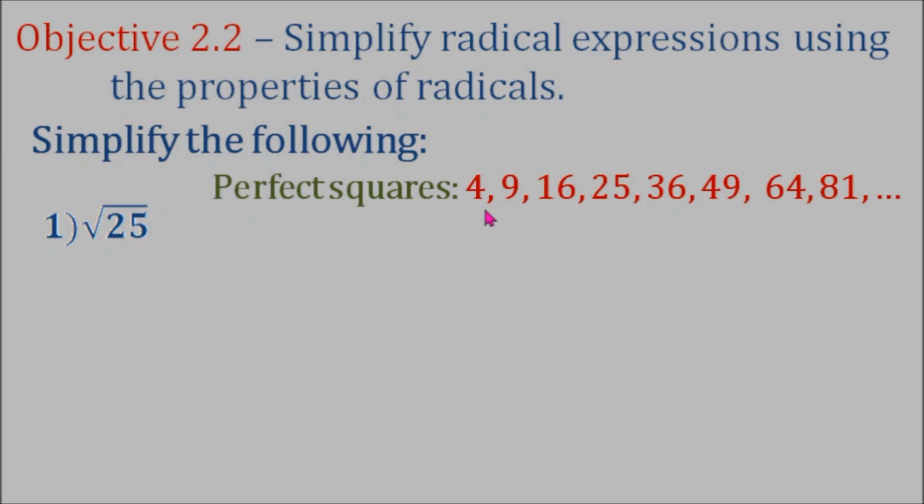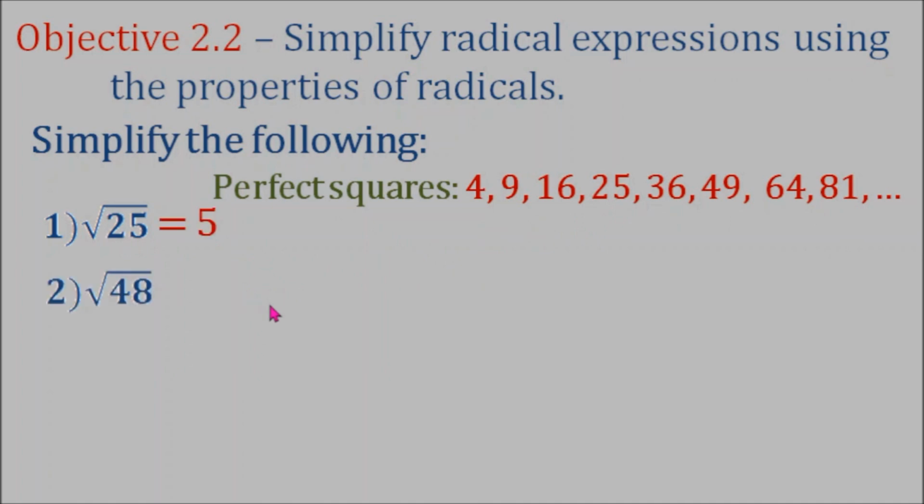Why are they called perfect squares? So this 4 is actually 2 times 2. This 9 is 3 times 3. Then this 16 is 4 times 4. Then 25 is 5 times 5. Then 36 is 6 times 6. 49 is 7 times 7. And 64 is 8 times 8. Then 81 is 9 times 9. So the square root of 25 is just a 5.